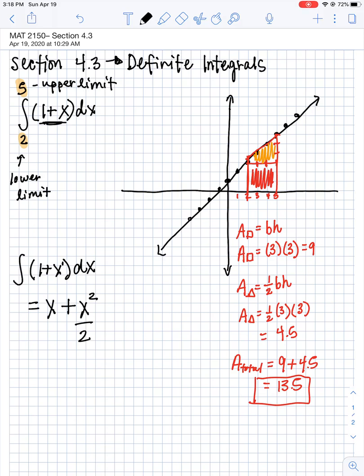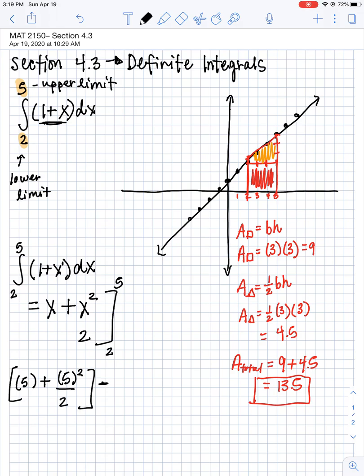When we were doing indefinite integrals, if you remember from 4.1, you'd put a plus c. Well, we're not going to put a plus c anymore because we're defining it. So where are we defining it from? We're defining this integral from 2 to 5. What does that mean, you may ask? It means that we're going to plug in a 5 everywhere we see an x. So that will be 5 plus 5 squared over 2.